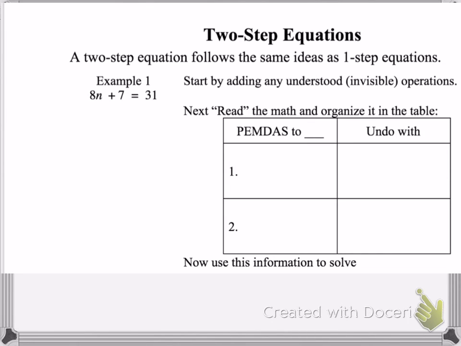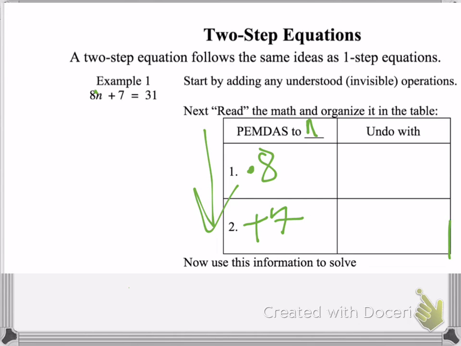So in two-step equations, we're going to follow the order of operations just like we did before. We're going to start by adding any understood operations, those invisible operations. So right now we know we have 8 times n, if you remember from earlier. And so what that means is we're going to do the order of operations to our variable n, and then we're going to undo that with the opposite operations. So by the order of operations, we would do n times 8 first, and then we would do plus 7. So that would follow the order of operations like this.